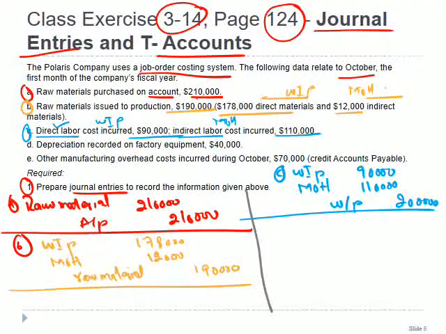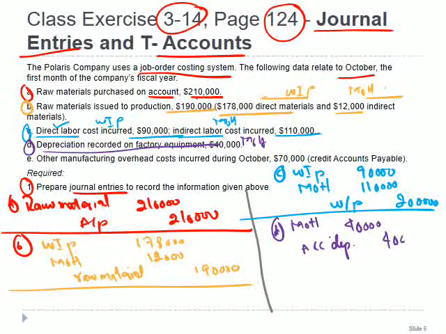D part, depreciation recorded on the factory equipment, that is 40,000, right? So depreciation is a part of manufacturing overhead. D part will be manufacturing overhead 40,000, and the contra account of depreciation would be accumulated depreciation 40,000.